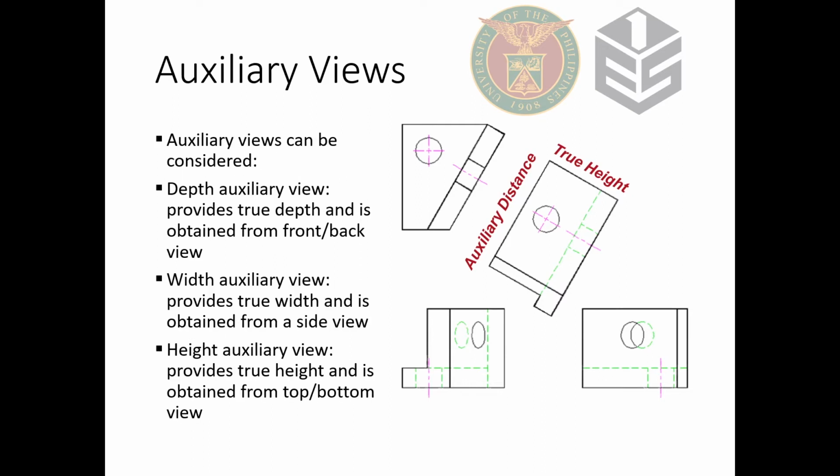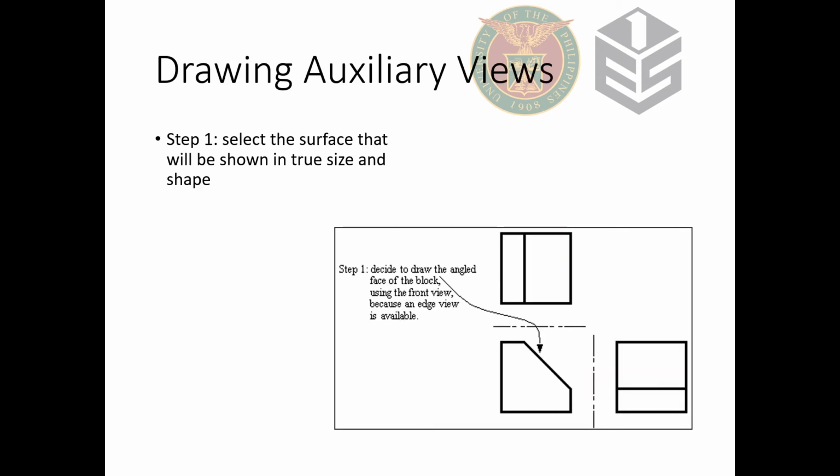So we have three different types of auxiliary views: depth auxiliary view, width auxiliary view, height auxiliary view. Basically, it's just terminology. If you're looking for the depth, you call it depth auxiliary view. If you're looking for the true width, it's called width auxiliary view. Same goes for your height auxiliary view. So how do we do it?